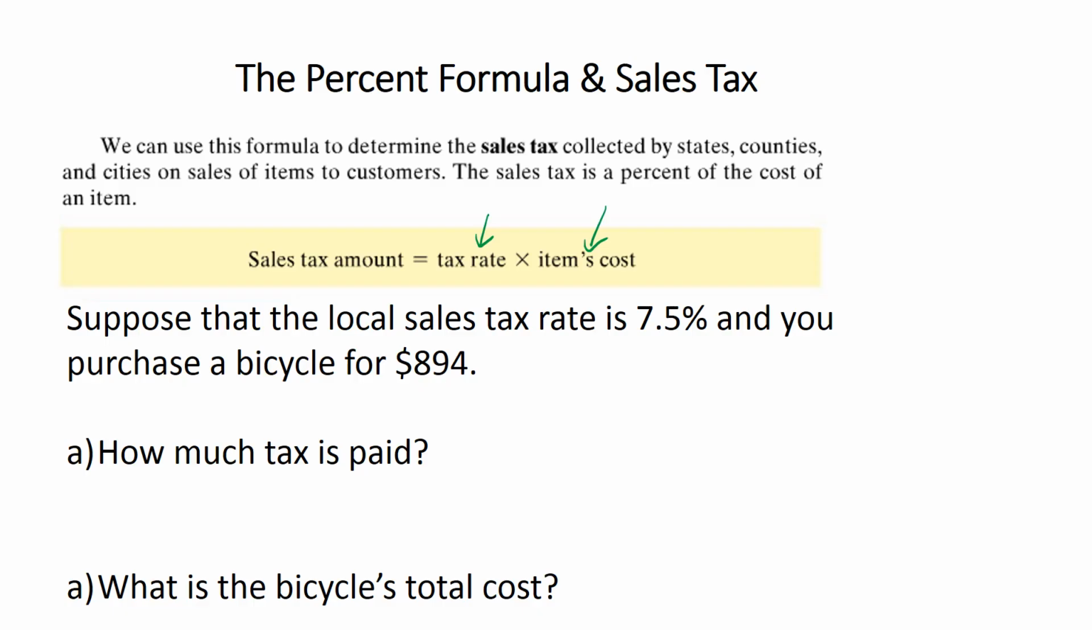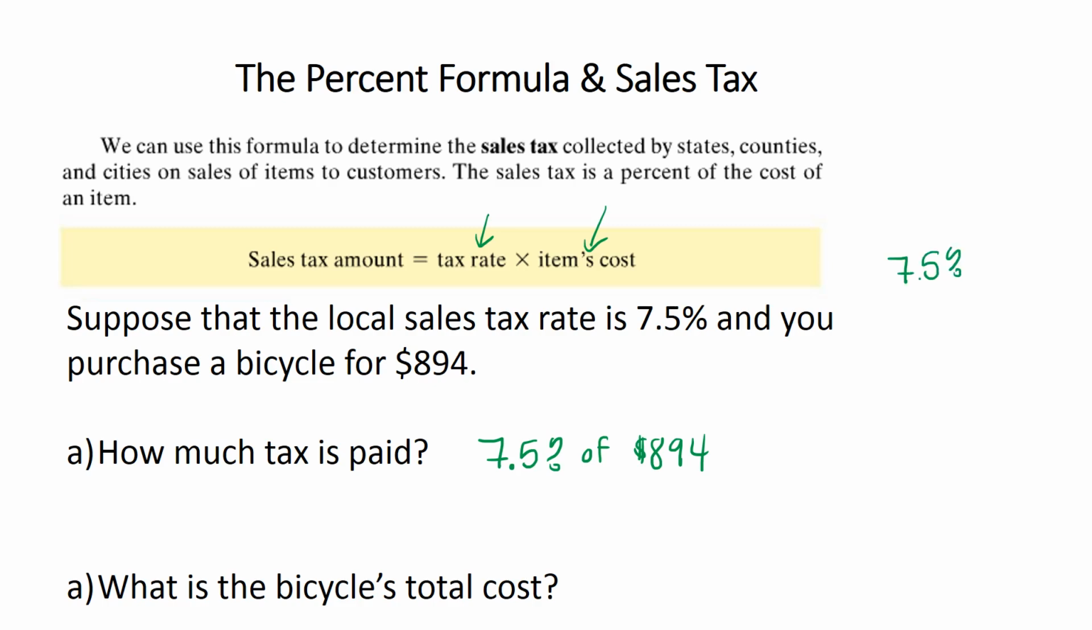Suppose that the local sales tax rate is 7.5% and you purchase a bicycle for $894. Part A, how much tax is paid? We want 7.5% of the 894. You don't even need to think about it as a formula, right? You want a percent of something, so you know that you multiply, but you have to change a percent to a decimal by dividing by 100.